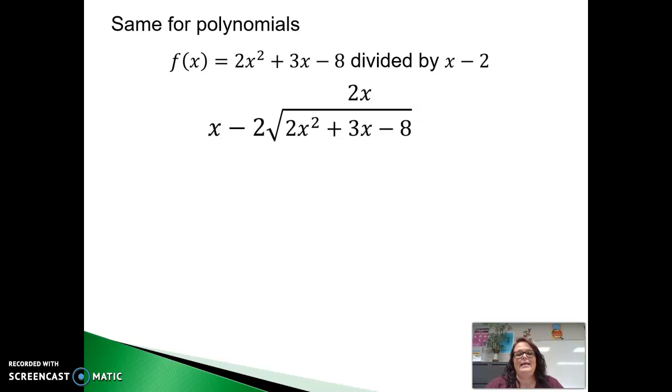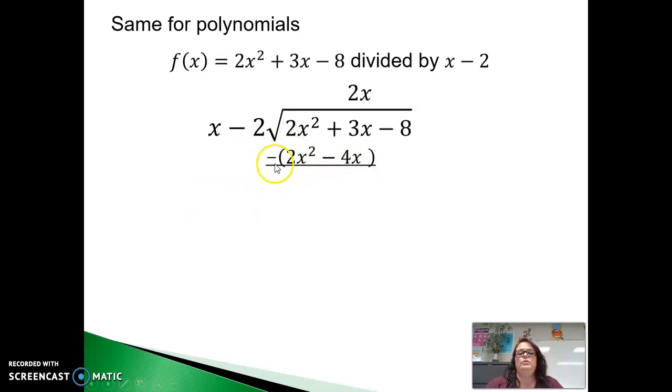And then just like the next step in the previous problem, we did 4 times 3. I'm going to do 2x times all of this. So 2x times x is 2x squared, and 2x times negative 2 is going to give me negative 4x. Okay? So then we need to subtract just like we subtracted the 12 in the previous problem.